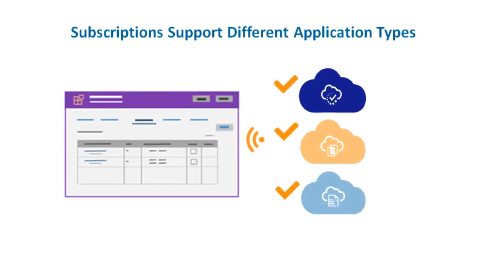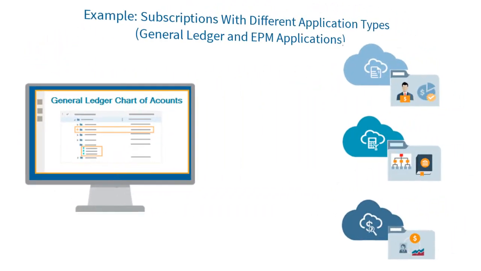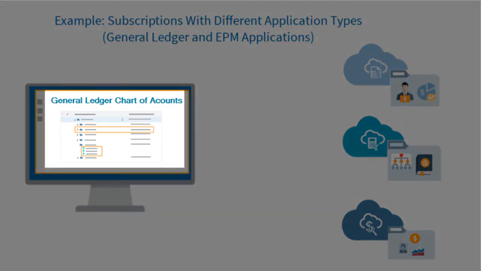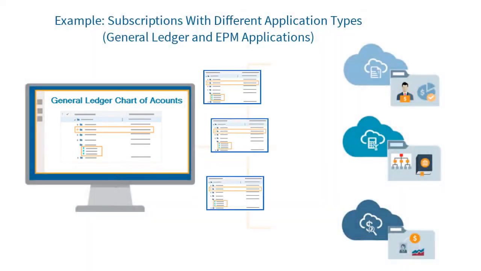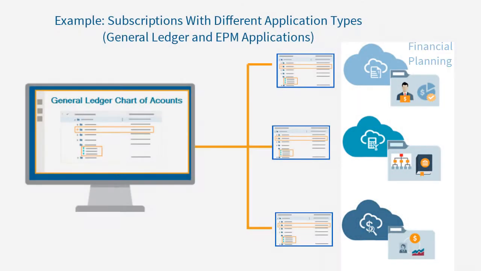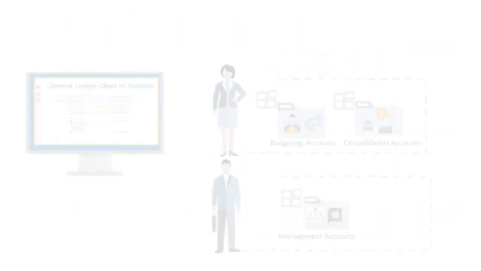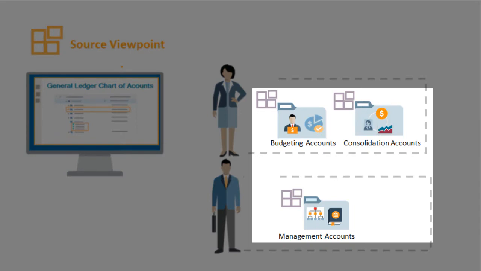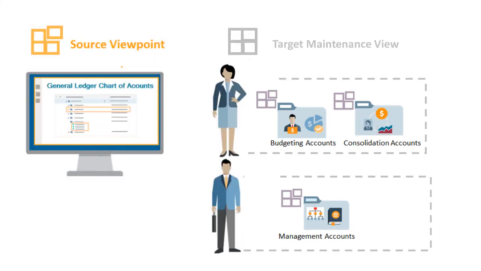Subscriptions support different application types. For example, if the system of entry is the general ledger, changes in general ledger account structures must be propagated across downstream subscribing EPM applications, such as financial planning, cost management, and consolidation and close. In this case, the general ledger account viewpoint is the source, and accounts for budgeting, consolidation, and management viewpoints subscribe from a maintenance view so that assignees are notified of general ledger account changes.